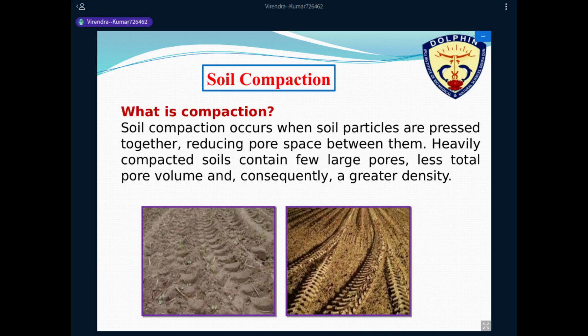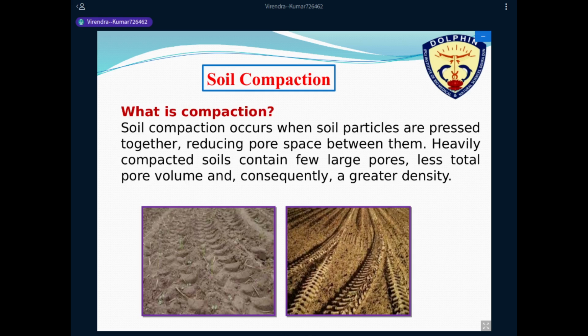Soil compaction can be a serious and unnecessary form of soil degradation that can result in increased soil erosion and decreased crop production. So the compaction of soil is the compression of soil particles into a smaller volume, which reduces the size of pore space available for air and water.